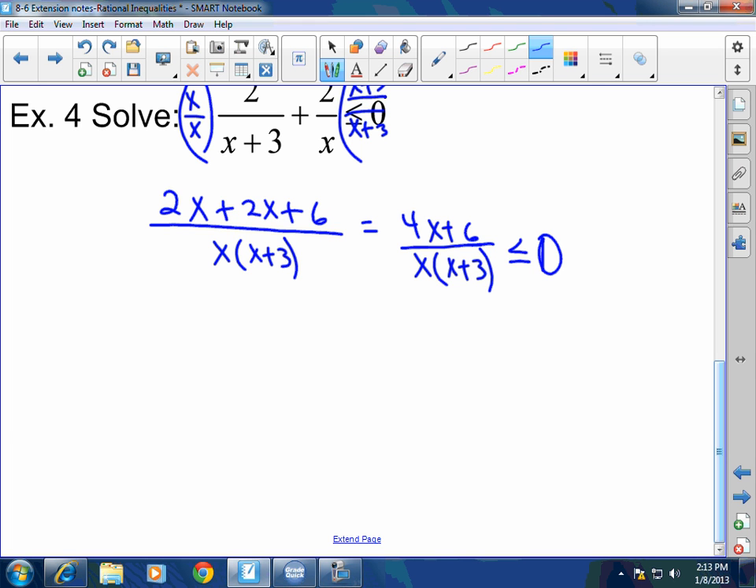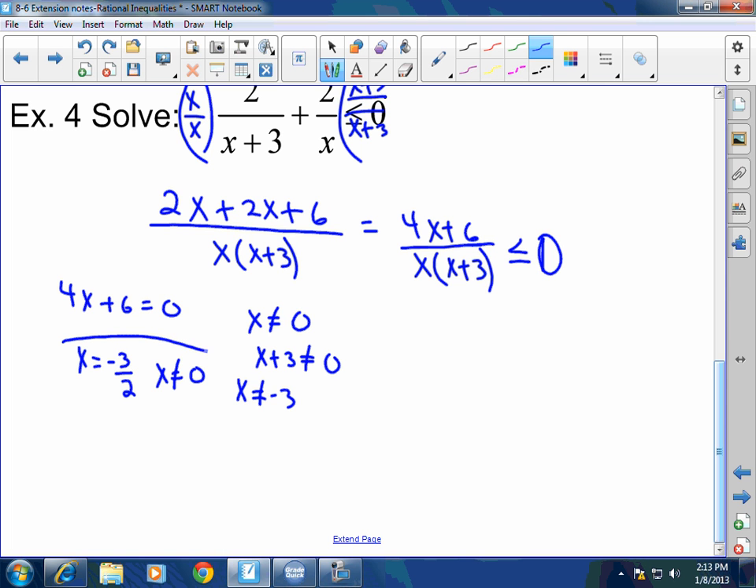I would not suggest working with x squared plus 3x, and I'm going to show you now why. Don't we have to set the numerator equal to 0 and the denominator not equal to 0? So x is set not equal to 0, and x plus 3 is set not equal to 0. So my test point values: x equals negative 3 halves, and x cannot equal 0, and x cannot equal negative 3. Does everyone see that? Because that's really the important part here. Once you get that, it's pretty simple from there.